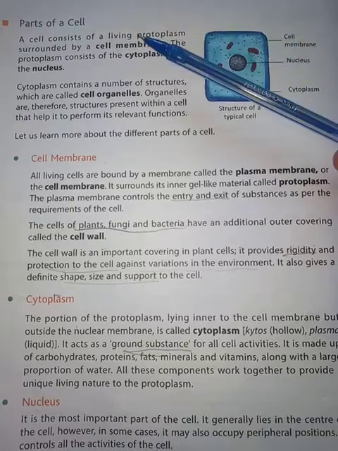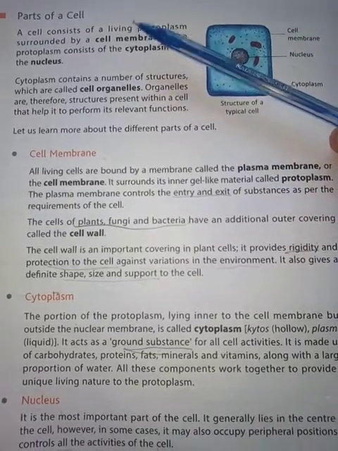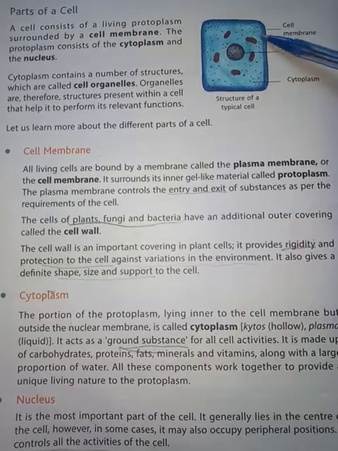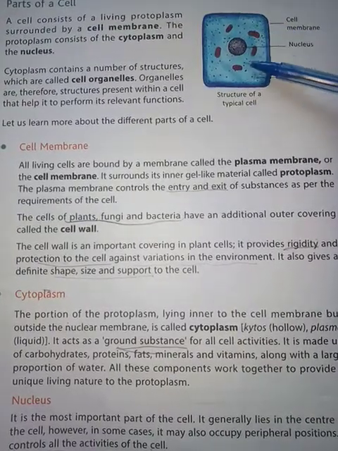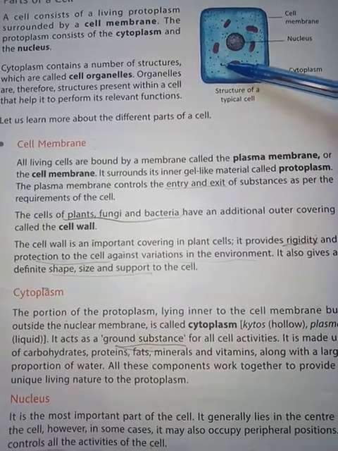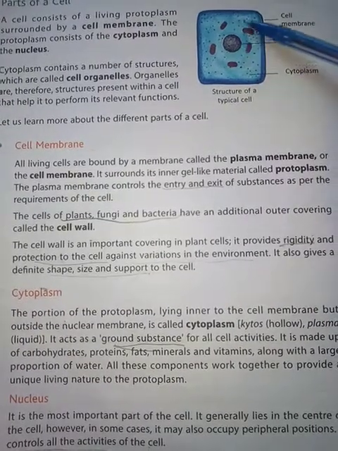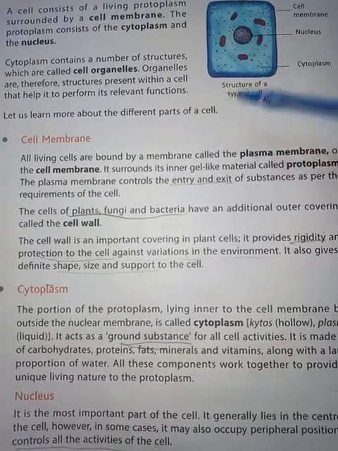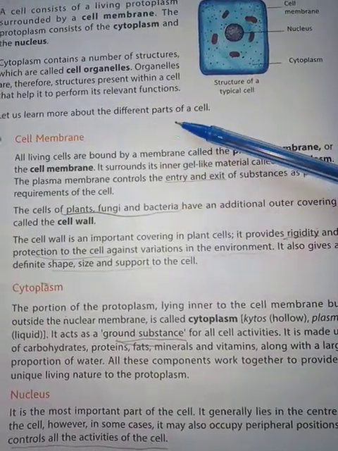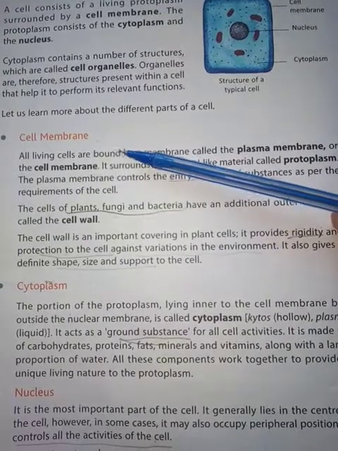Students, today we are going to discuss the parts of a cell. A cell consists of a living protoplasm surrounded by the cell membrane, and protoplasm consists of cytoplasm and nucleus. So let us study about the cell organelles present inside the cytoplasm and the different parts of the cell. So first is cell membrane.